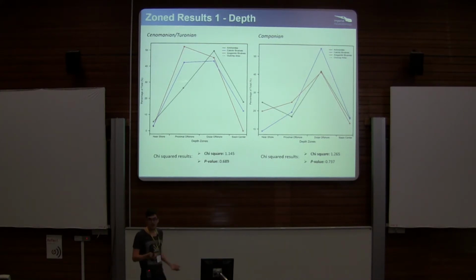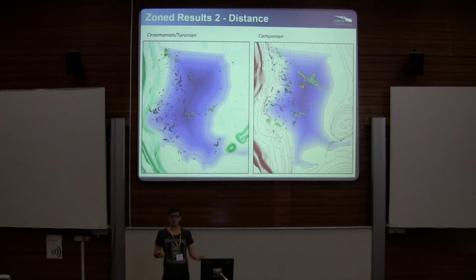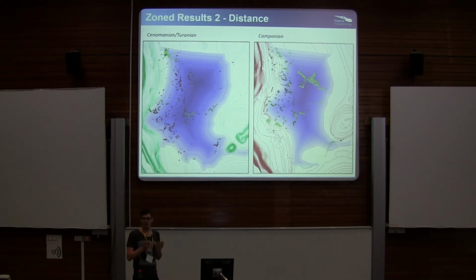We also ran chi-squared tests to check for differences between groups, and neither of these produced interesting or significant results. We then also did a second test with distance zones. These are a proxy for water depth, but allow a little bit higher resolution.